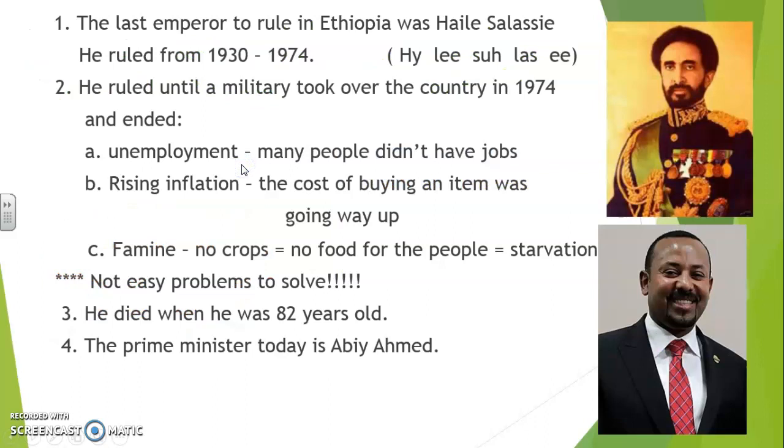The last emperor to rule Ethiopia was a man named Haile Selassie. He ruled from 1930 to 1974. Here's a picture of him. He ruled until the military took over the government in 1974. It ended unemployment.